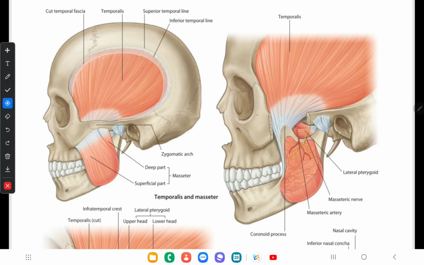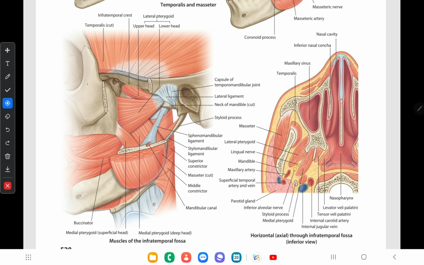In this picture, you can see some of the muscles in the infratemporal fossa. Here, this is the lateral pterygoid muscle. This is the temporalis muscle, which is a content of the temporal fossa. Here you can see clearly the lateral pterygoid muscle, this is the upper head of the lateral pterygoid, and this is the lower head. And then this is the medial pterygoid muscle. Here, this is the superficial head of the medial pterygoid, and this is the deep head of the medial pterygoid muscle.